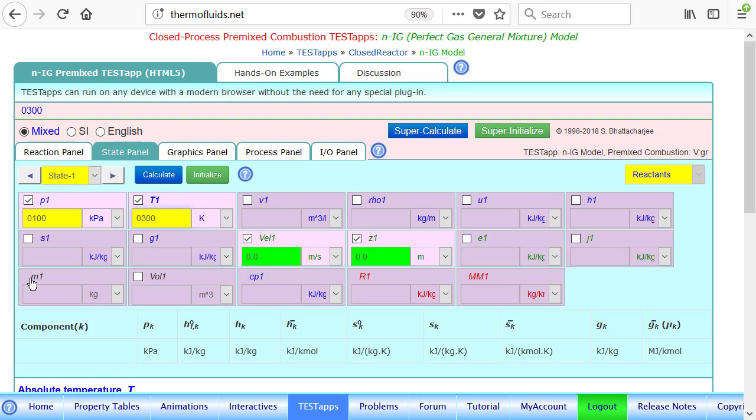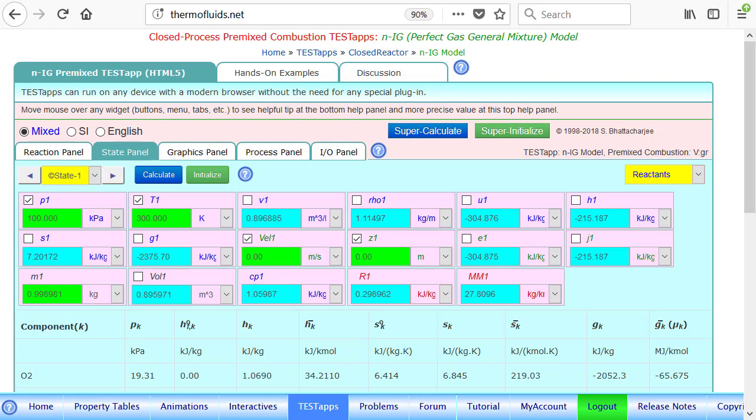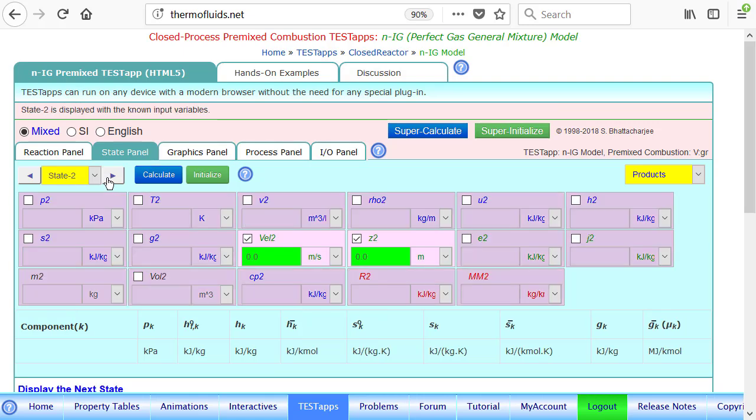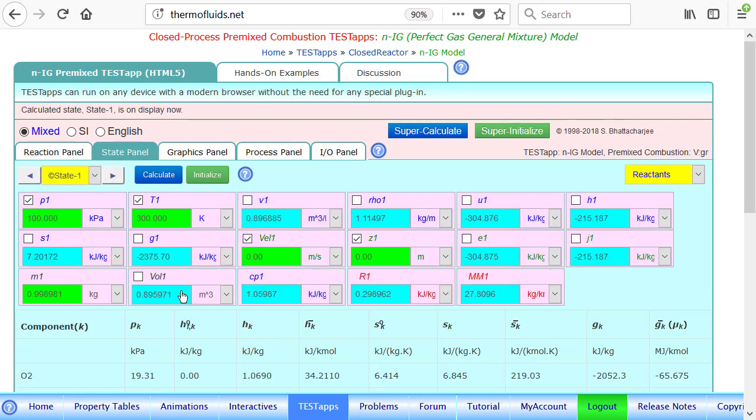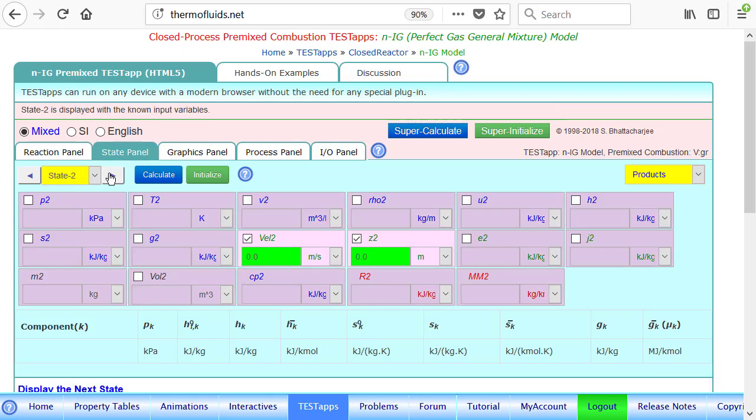Notice you cannot specify the mass. It will be picked up from the reaction panel. In this case, it's very close to 1 kg, as we expect. For the products, we only know, by the way, the volume of the tank, which has been found here. After the combustion, the volume of a rigid tank cannot change, so the volume is the same. Of course, mass is equal, but the reaction makes sure the mass is balanced, so it will be picked up here.